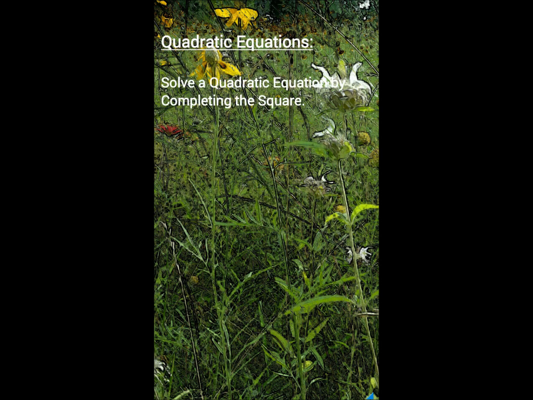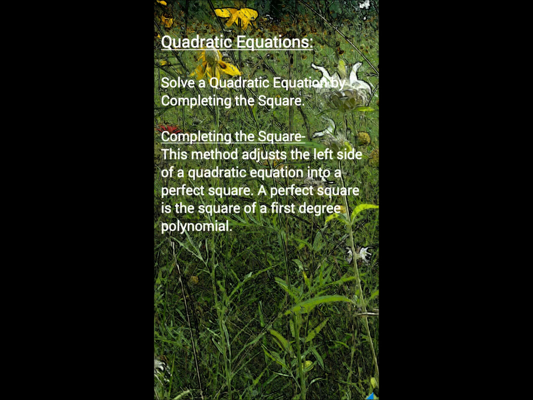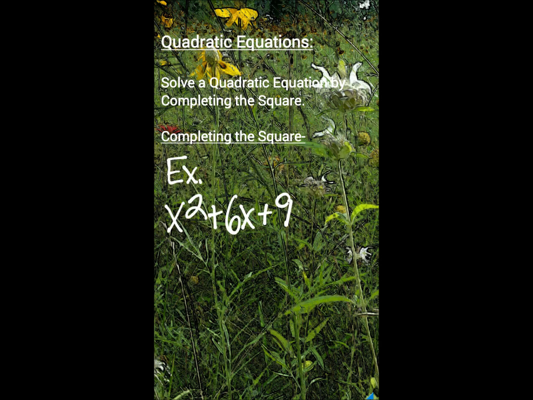We can solve an equation by completing the square. Completing the square is a method that adjusts the left side of a quadratic equation into a perfect square. A perfect square is the square of a first degree polynomial. An example is x squared plus 6x plus 9. x squared plus 6x plus 9 will equal x plus 3 squared.